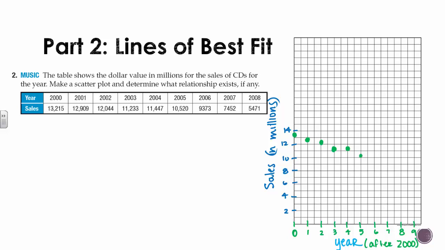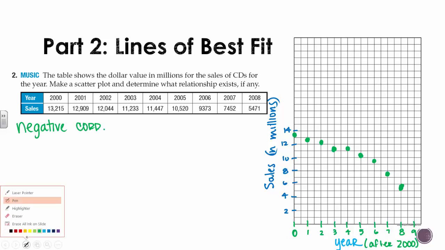2005 was only about 10,000. 2006 was about 93. 2007 it went down to 74, so way down here. 2008 was about 54, so way down here. So we can see from this that there is a negative correlation. And we're going to see that when we create our equation because we should have a negative slope.